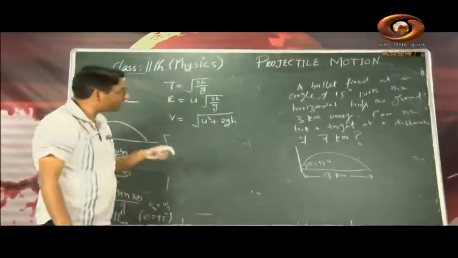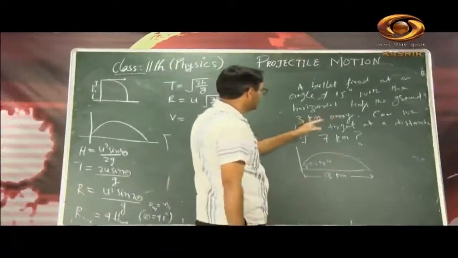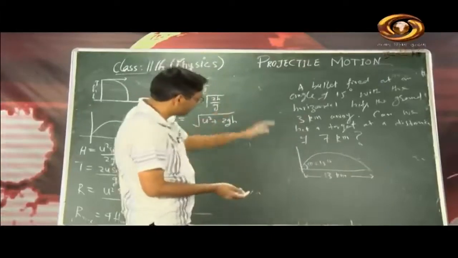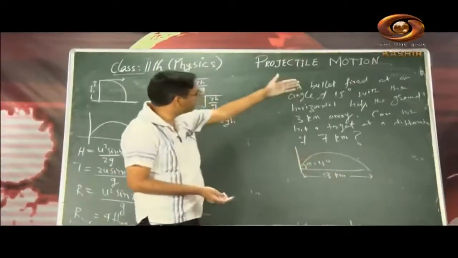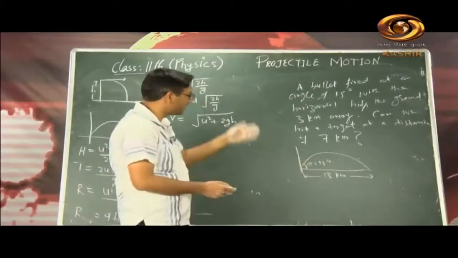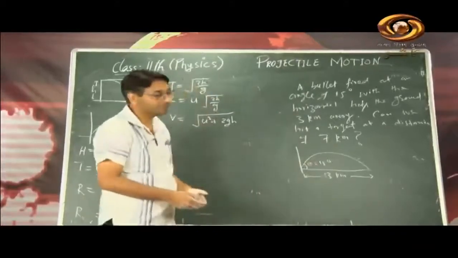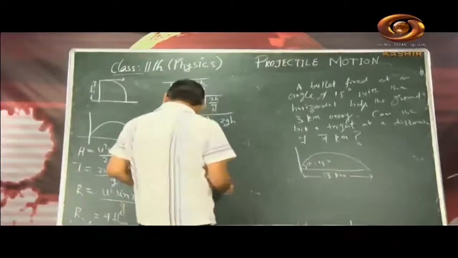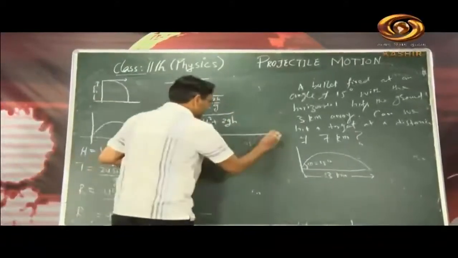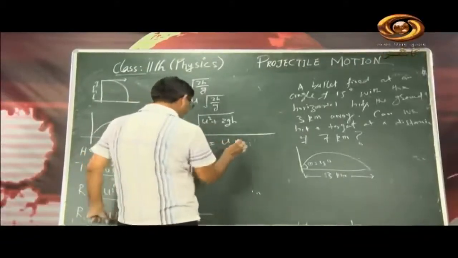Can it hit a target at a distance of 7 kilometers? I mean, with this projectile fired at this angle of 15 degrees, it has a range of 3 kilometers. Can we hit the target which is at 7 kilometers? If we need to change the angle, how much maximum can we go, how far away can we go? So let us do one thing. We have this formula for range: R is equal to u square sine 2 theta. So here I can do it like this.